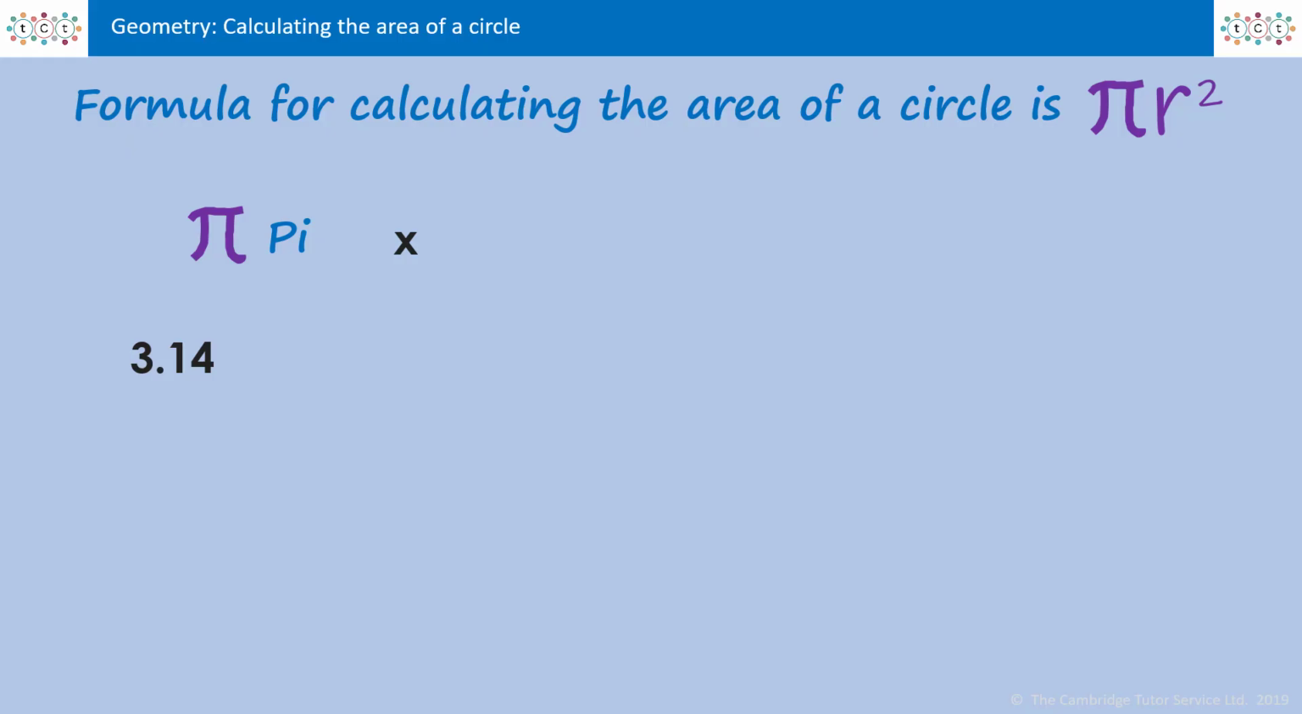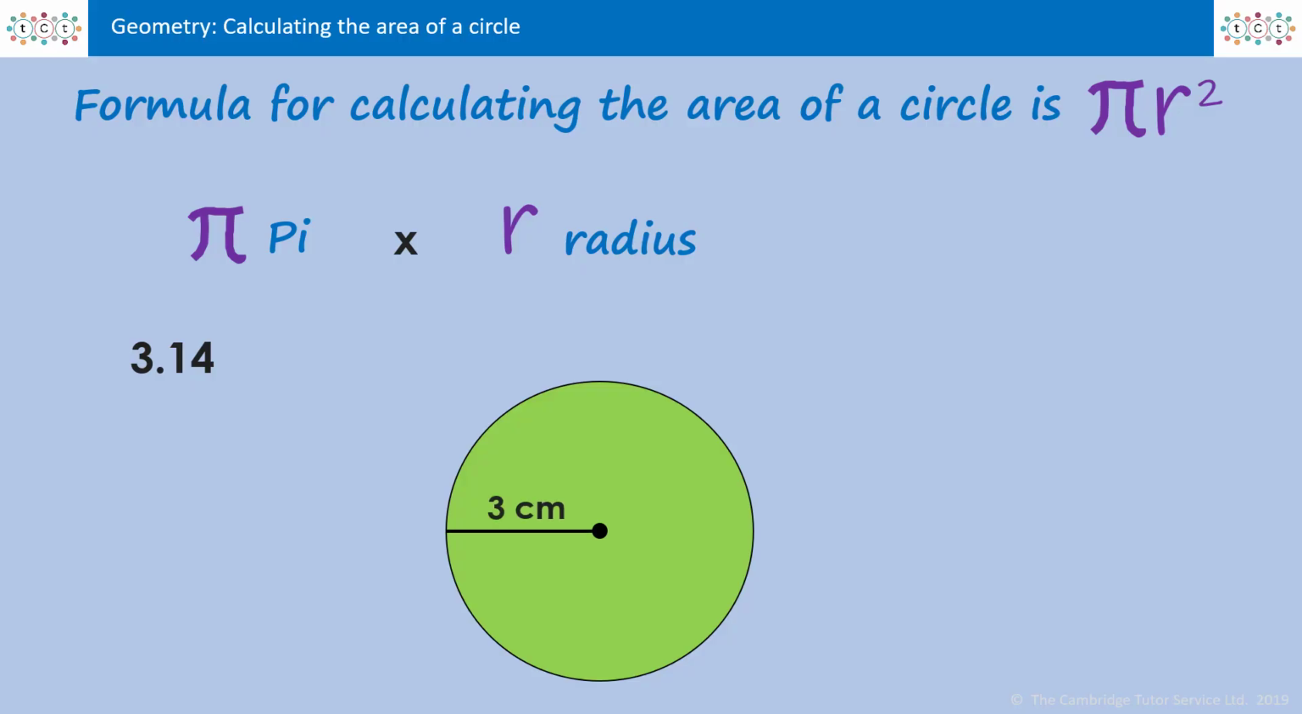The next bit of that formula, if you remember from algebra, when you just put numbers and letters together, that just means we're multiplying them. So pi r means pi times by r, and r is the radius of the circle. So if we have a circle and the radius is 3, and we've been asked to find the area of that circle, we're going to be using the radius of 3.